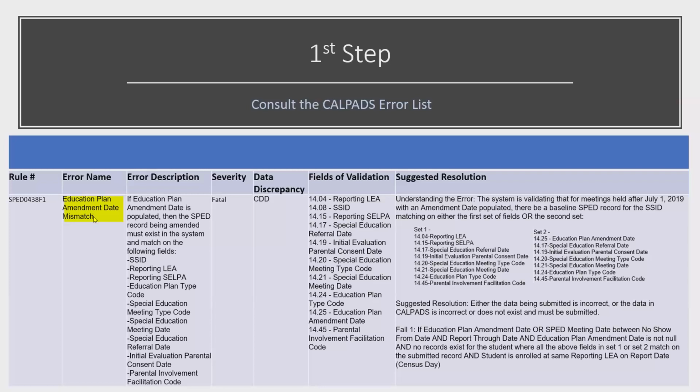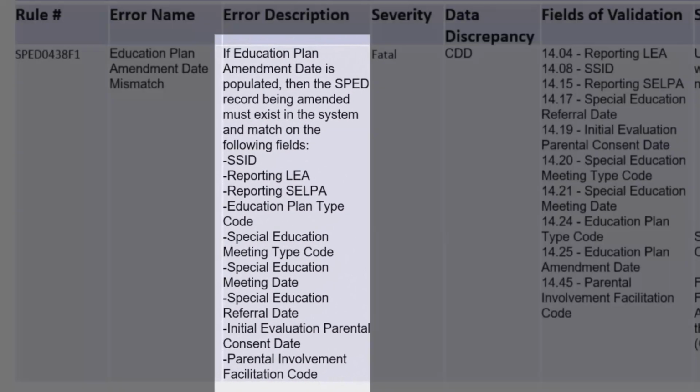It's important to note that you cannot really troubleshoot from the error name. You have to consult documentation so that you can have access to the error description, fields of validation, and the suggested resolution. Moving over to the error description, this is a simple reason why your error is triggering in a lot of cases. If we read a little bit of the error description, it says, if education plan amendment date is populated, then the SPED record being amended must exist in the system. And it lists the fields of validation.